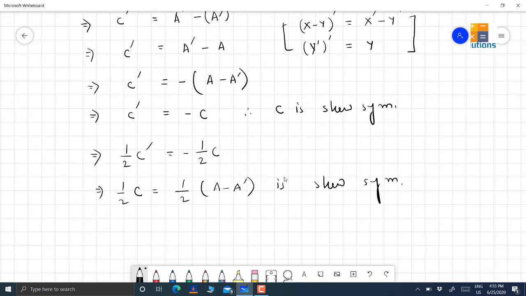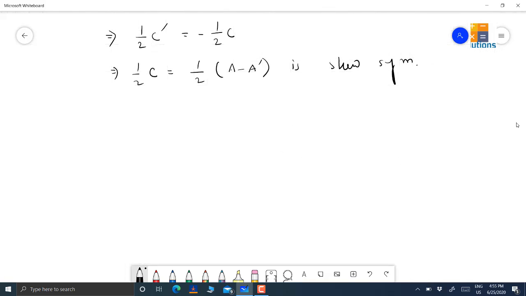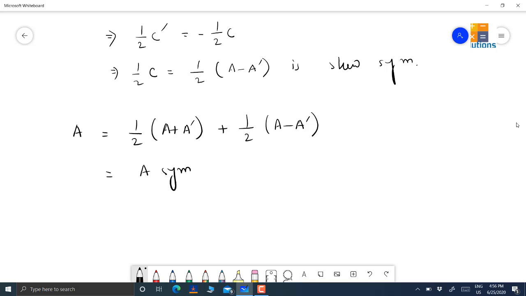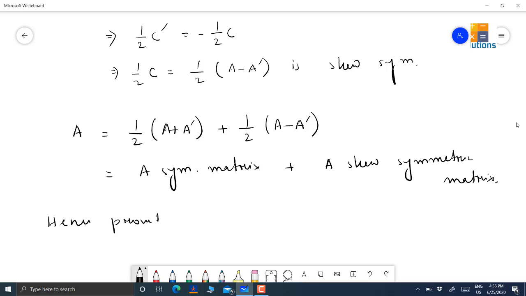So that's all. From this, what is clear? It is clear that we already got this form: A is equal to half of A plus A dash plus half of A minus A dash. So ultimately we got a symmetric matrix plus a skew symmetric matrix. Hence proved, or hence shown.